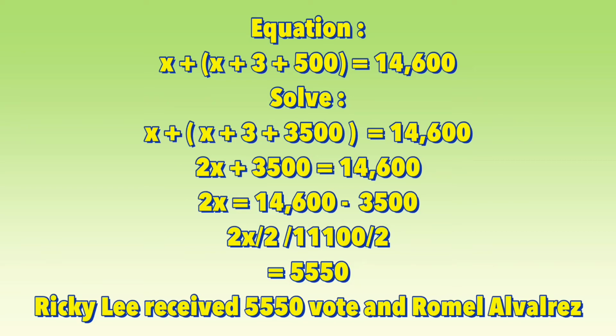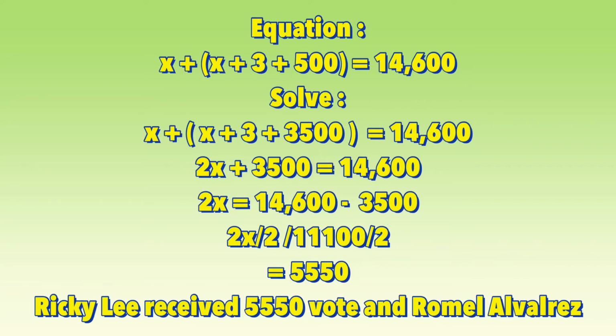Then we're going to solve the equation. X plus 3,500 equals 14,600. Then we're going to combine like terms. X plus X equals 2X. Then plus 3,500 equals 14,600. Then we're going to transpose the 3,500 to the right side of the equation. From positive becomes negative. Then the left side, the remaining is 2x.